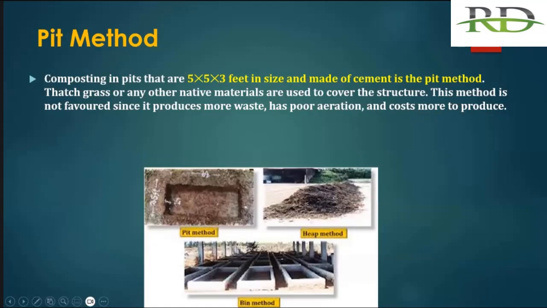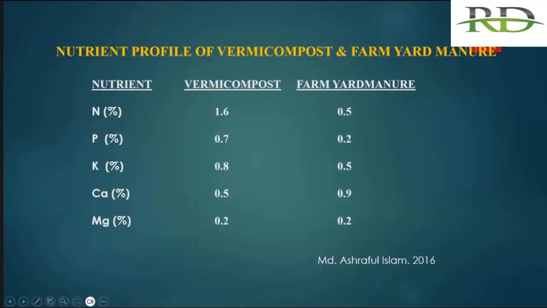Another one is the nutrient profile of vermicompost and farm-made manure. When compared to farm-made manure, vermicompost has the highest percentage of nitrogen, phosphorus, and potash, but calcium is a little bit higher in farm-made manure when compared to vermicompost. This data I have taken from Muhammad Ashraf Islam, 2016. They have published some data.